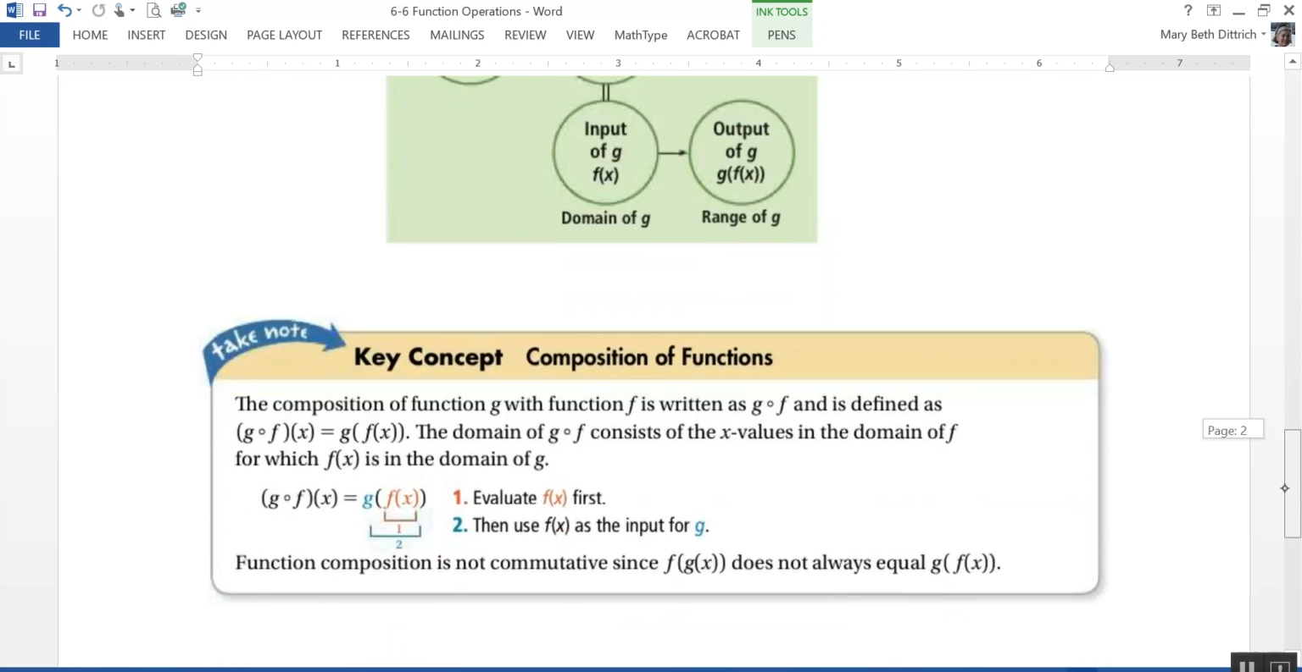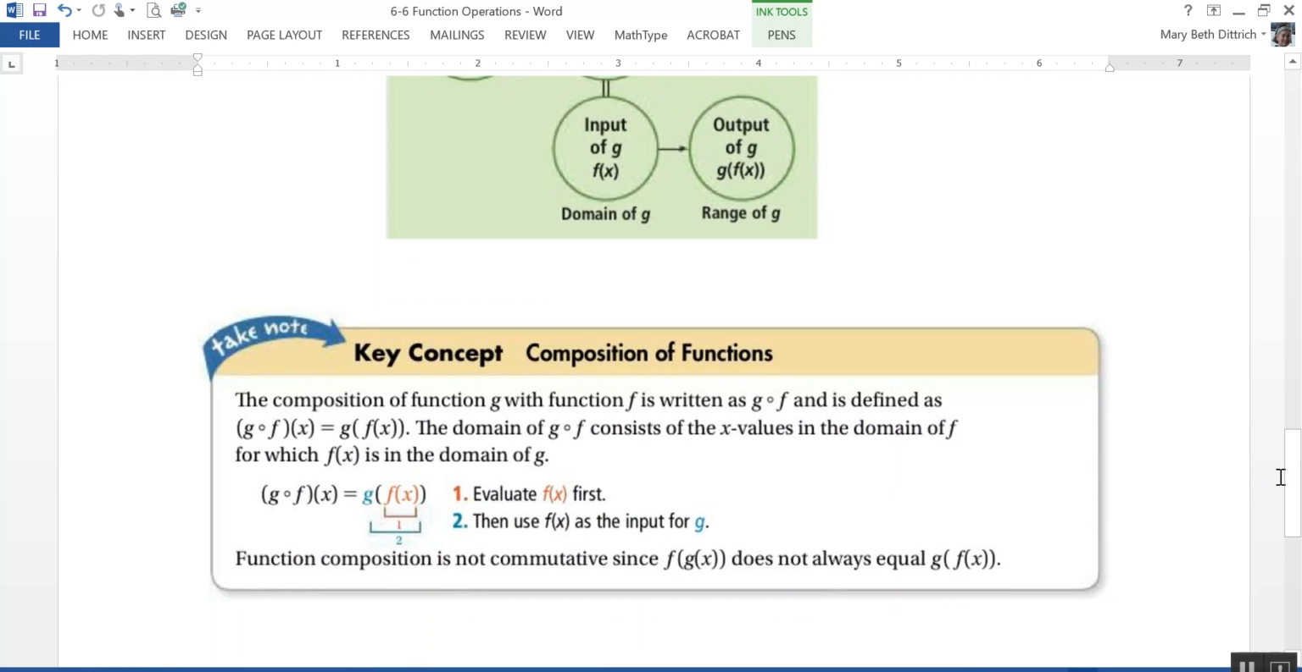Here's what the notation looks like, and here's another box from your textbook. So the composition of function g with function f is written as g and a little open circle and an f, and that means g of f of x. We write it like this, g of f of x, or I actually prefer this notation where you can see that f of x is actually inside of the function g.